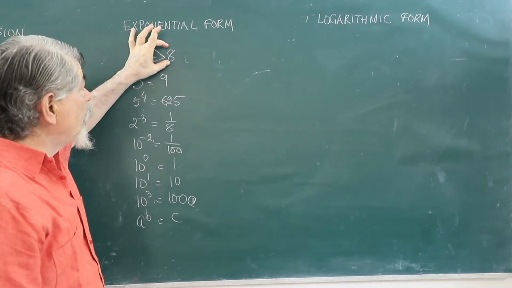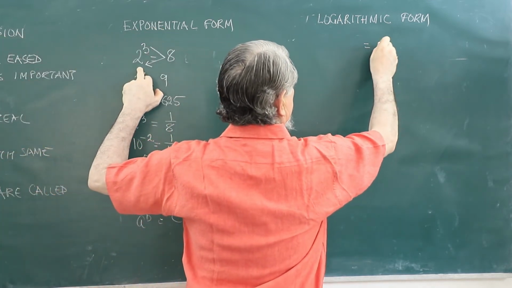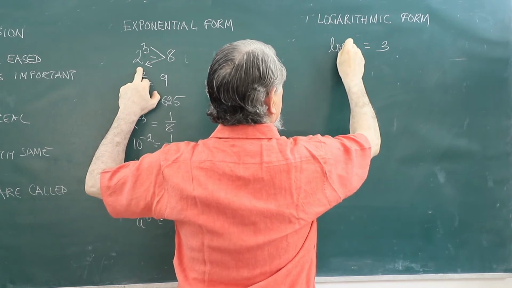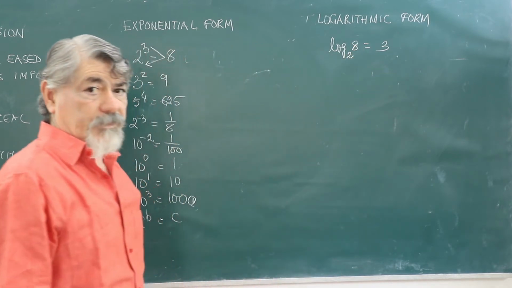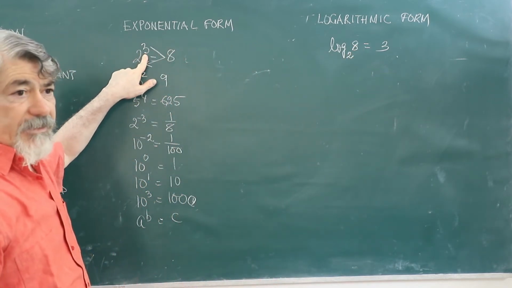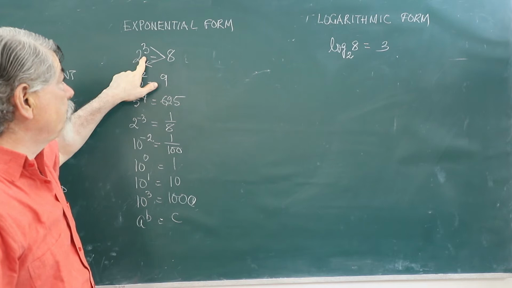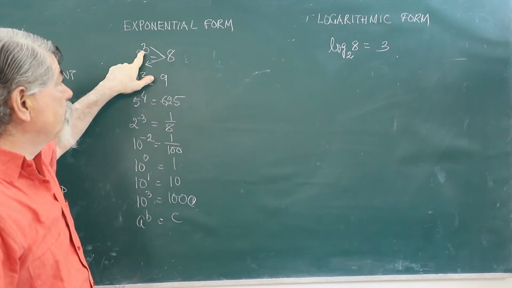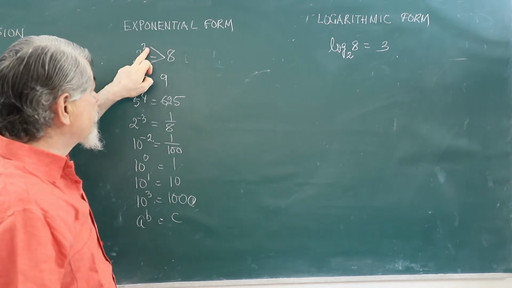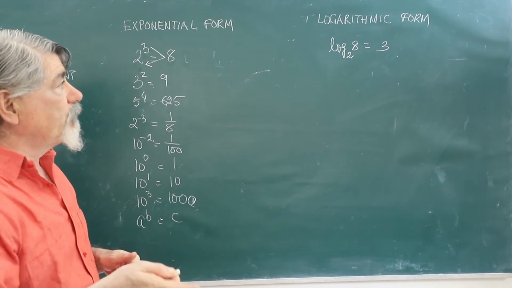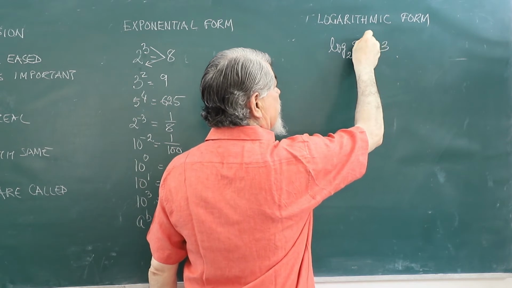3 is the log of what? This number to this base. In short, we write LOG, log to the base 2. The exponent 3 is the logarithm of the number which has been obtained by raising some number. We have obtained 8. So 3 is the log of 8 to the base 2. We said start from here. And if I want to convert from logarithm to exponential, I will start from here: 2 to the power 3 is 8.